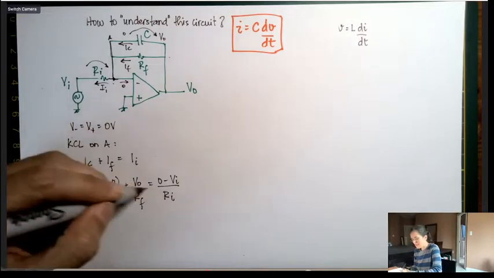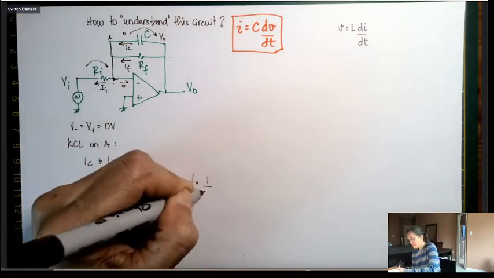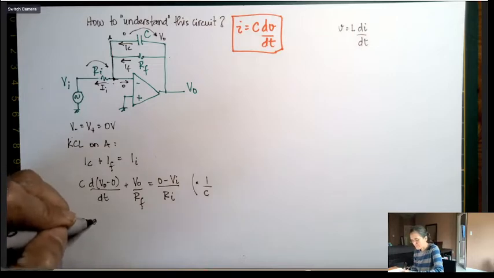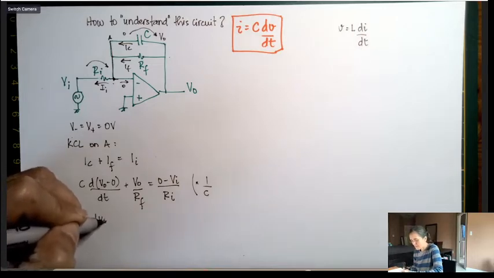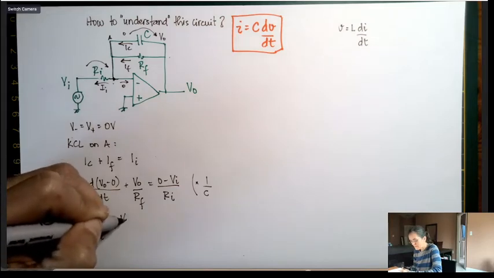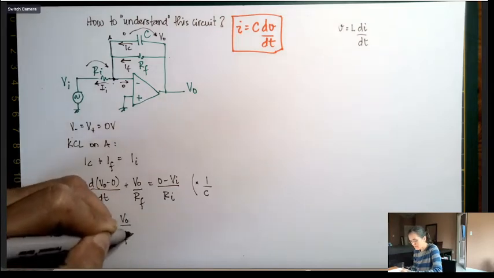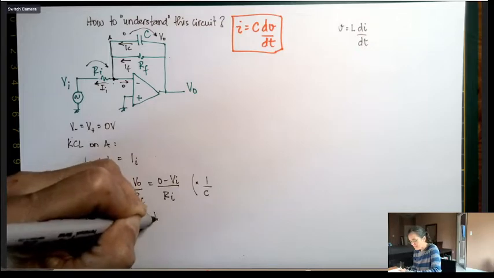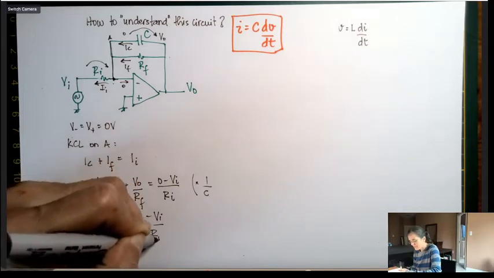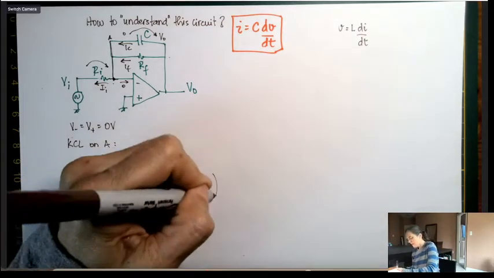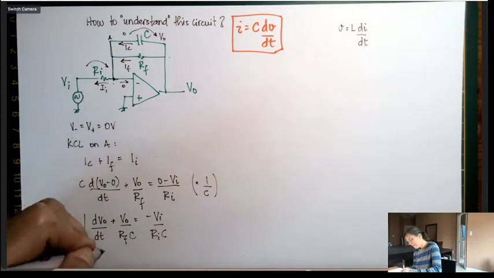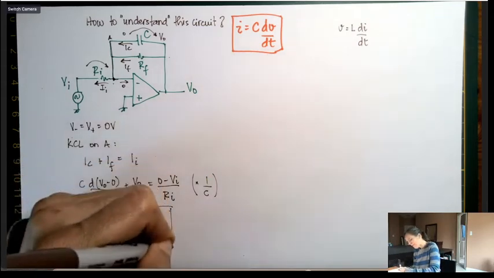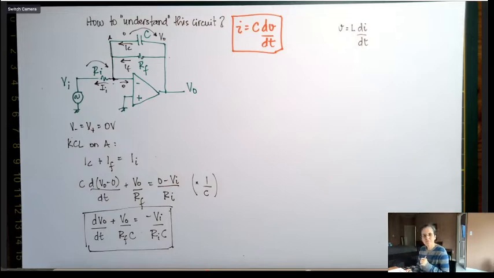I'm going to multiply everything by 1 over C. So it's going to be dV_out/dt plus V_out divided by R_F times C equals minus V_I divided by R_I C. So this here is a first order inhomogeneous differential equation. And hopefully you know the solution to this.